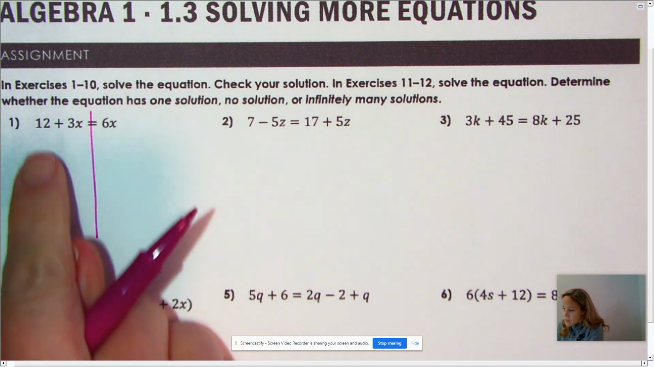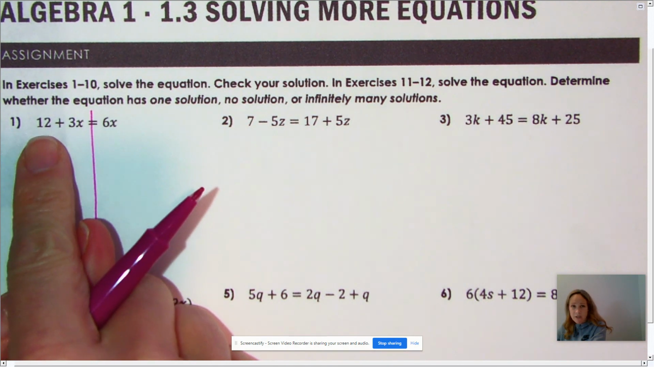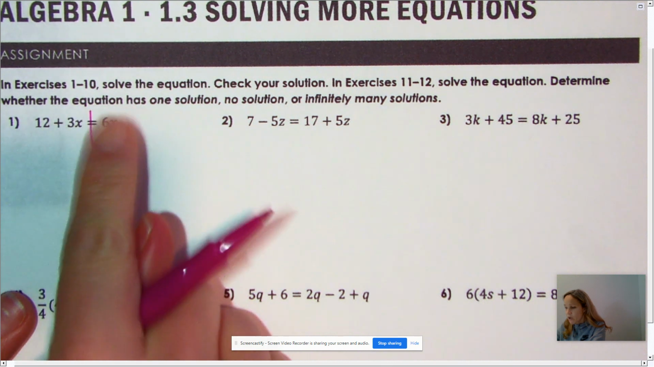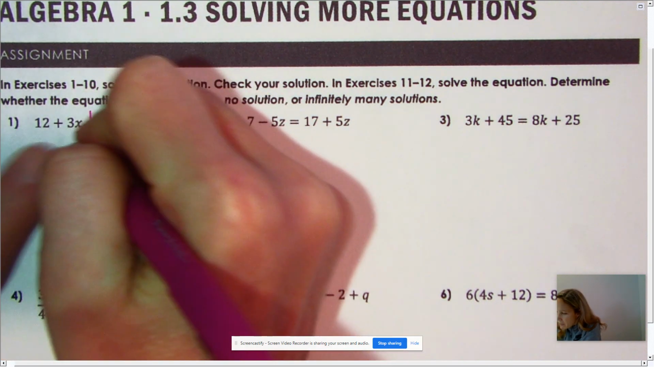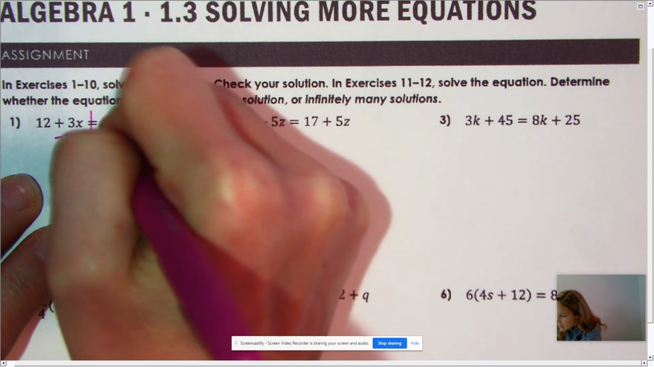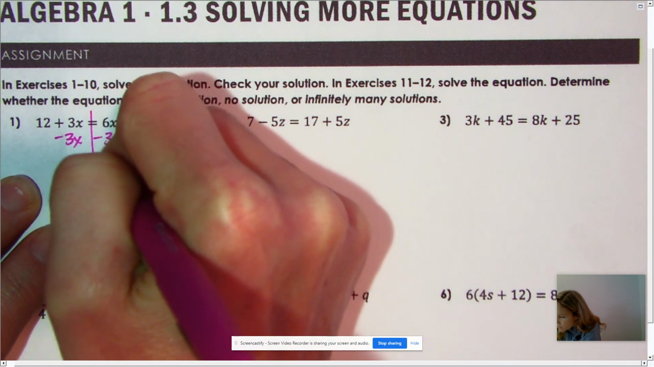We're going to see that there's already a whole bunch of numbers over here. So I'm going to cancel out those x's so that all my x's will just be on one side. So I'm going to do the opposite of plus 3. So I'm going to go minus 3x. So I have 12 is equal to 3x.